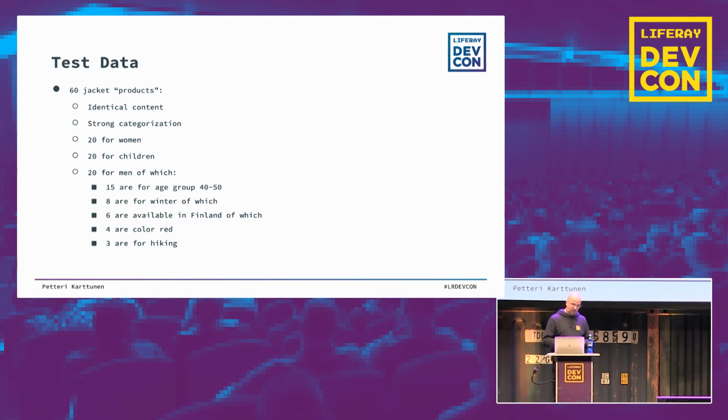My test data here, unfortunately, I didn't have Liferay e-commerce for 7.2 available, so I had to improvise this thing, but I'm having 60 jacket products. They are identical in content, but strongly categorized. 24 women, 24 children, and 24 men. And there I'm using some subcategories to be able to narrow down the search.